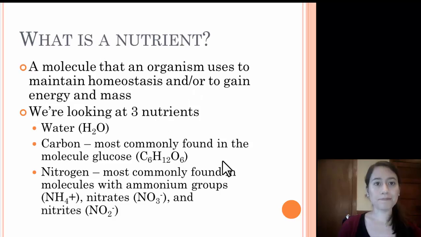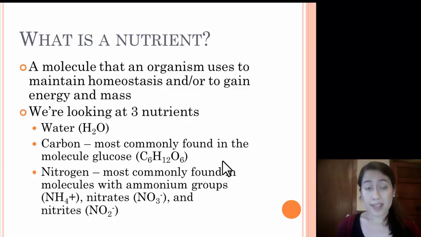So let's get started. What is a nutrient? It's kind of an ambiguous word that gets used a lot, but I define a nutrient as any molecule that an organism is using to maintain homeostasis, we'll talk about what that means in a second, and or to gain energy and mass. Essentially what that means, any molecule that a living thing, an organism, plant, animal, bacteria, fungus, is using to survive.